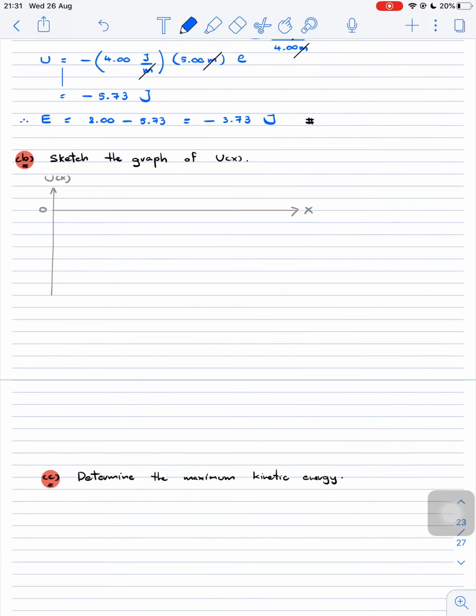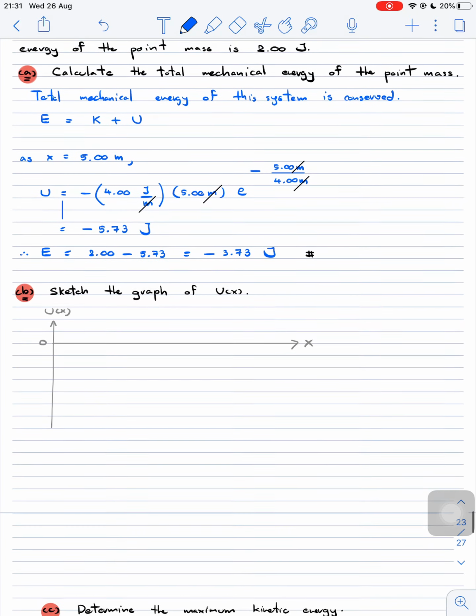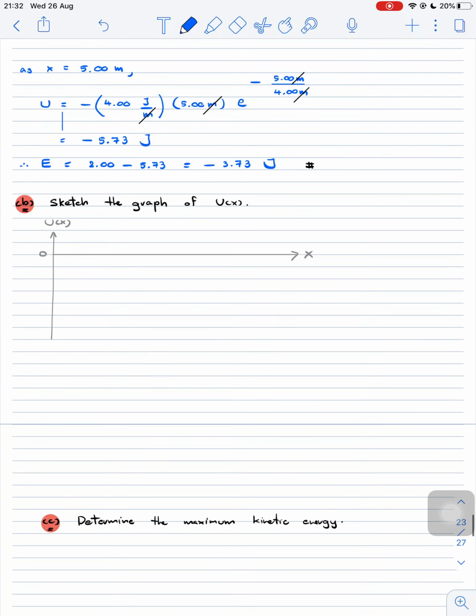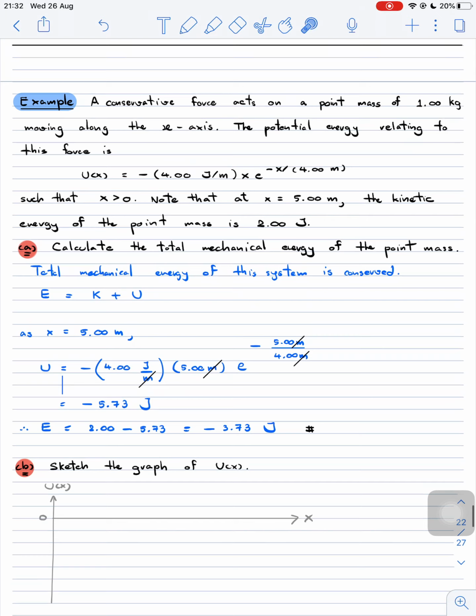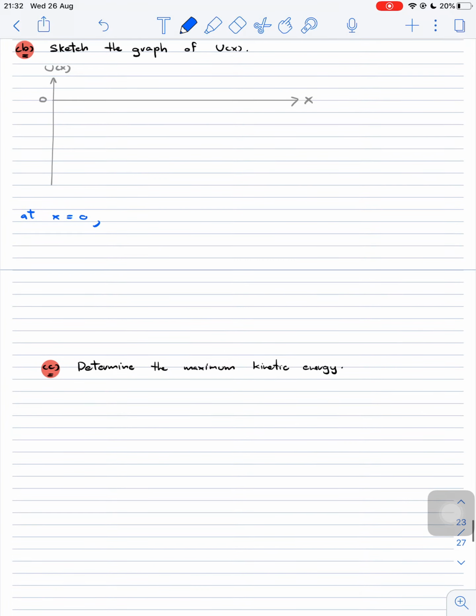Okay, to draw the graph here, let's just try to find the limit. Let's try when x equals 0. With x equal to 0, e to the 0 equals 1, but here we have x equal to 0. It means that u must be equal to 0 as well. So u here equals 0, so it's going to be at this position.